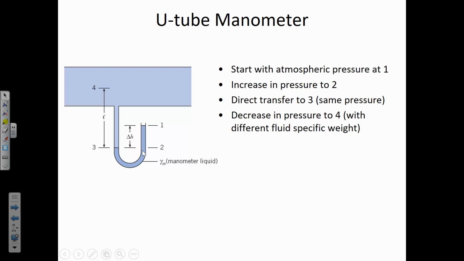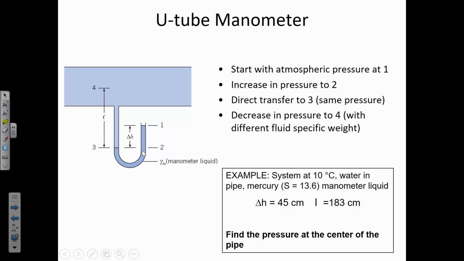Now in this case, it's not gamma M. It's the gamma of whatever this fluid is. If it's water, if it's gasoline, kerosene, whatever it is. But we need to distinguish between the manometer fluid and then the fluid that's in the pipe. All right, very good. So let's put some real numbers in here.